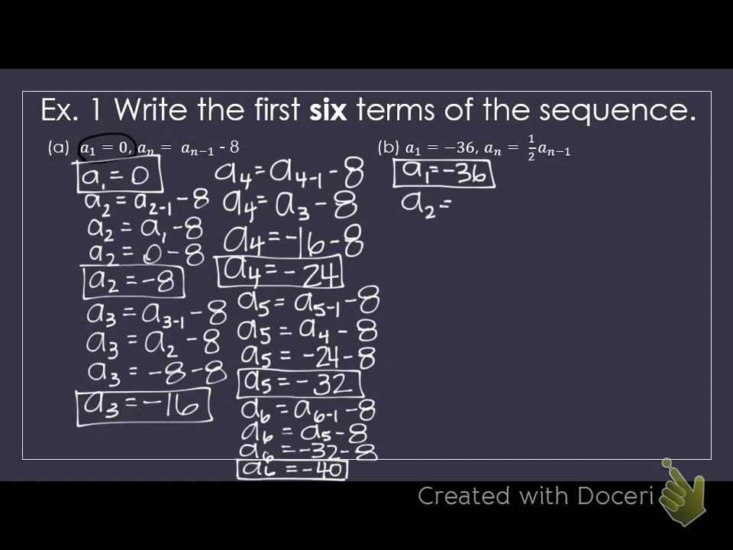All right, now let's look at a sub 2. Now without doing all that work, what value are we going to plug in? Well, first of all, it's 1/2. We got to put that first. It's 1/2 times the previous value, which was what? -36. So a sub 2 equals, what's half of -36?